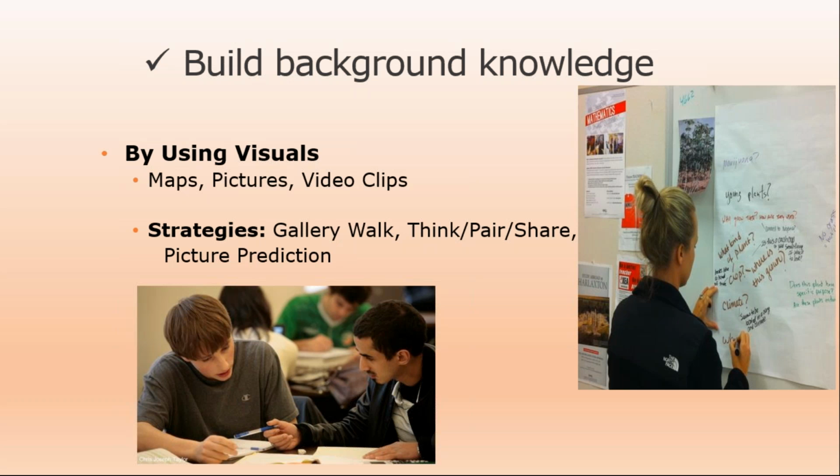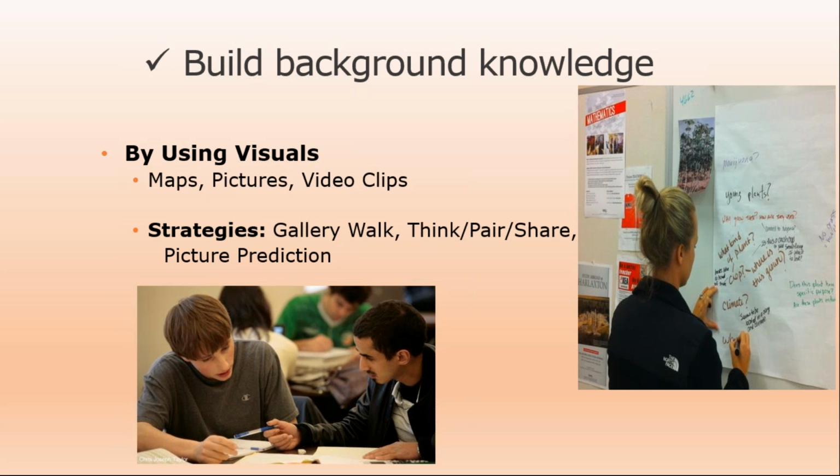Think, pair, share. I think that's a pretty common one, but anytime you can put a visual in front of them and let them talk about it with a partner. One of the barriers that you mentioned is that sometimes they're not comfortable talking in front of the whole class. So think, pair, share, or elbow partners, people call it that, gives them a safe space to try their language, to try to talk about what they're looking at without maybe having to say it in front of the whole class.